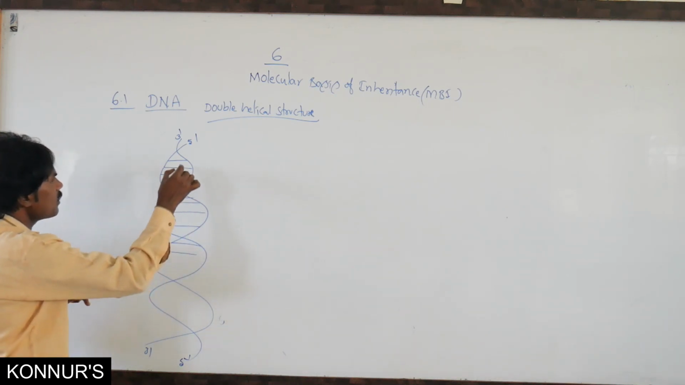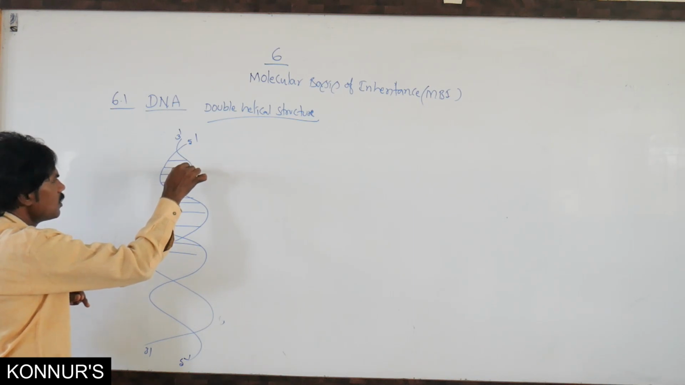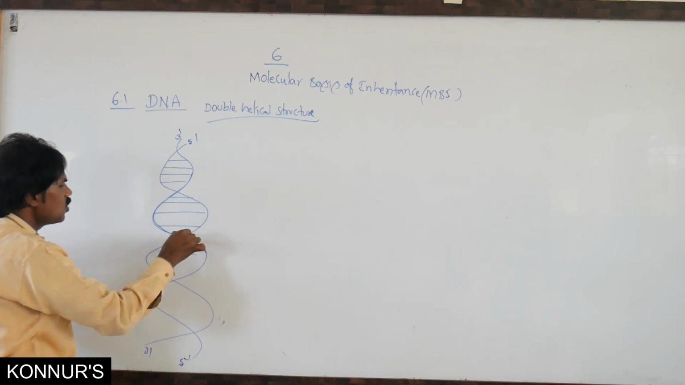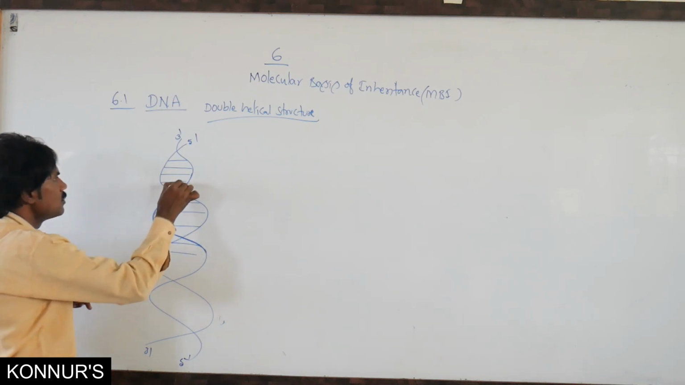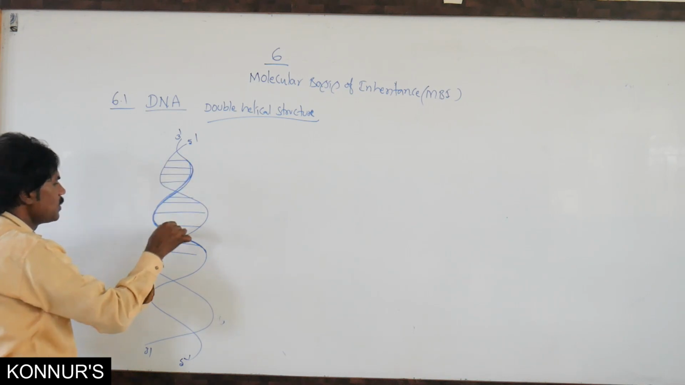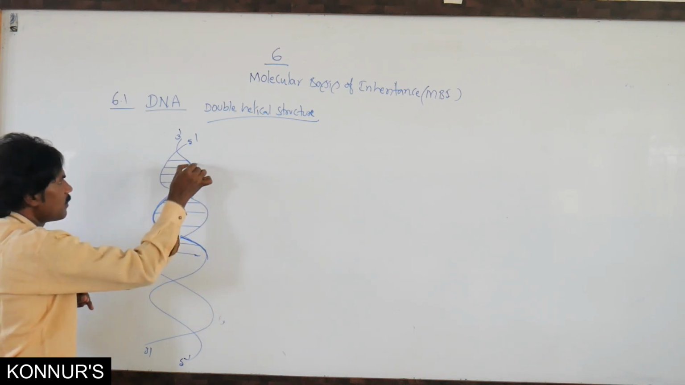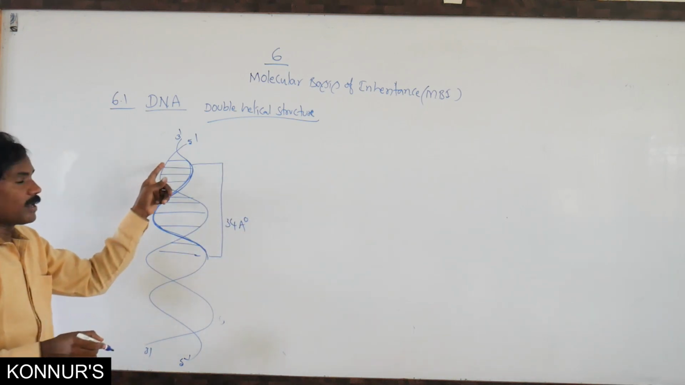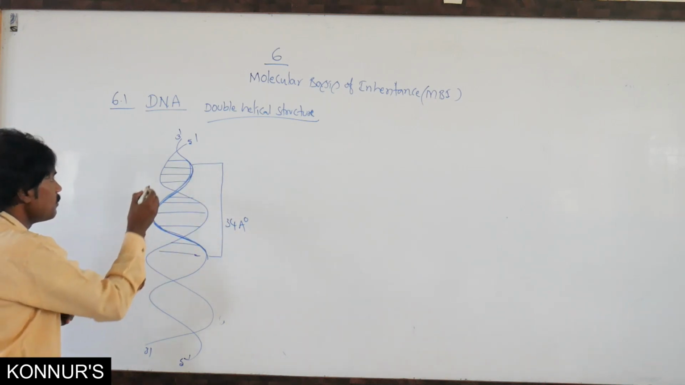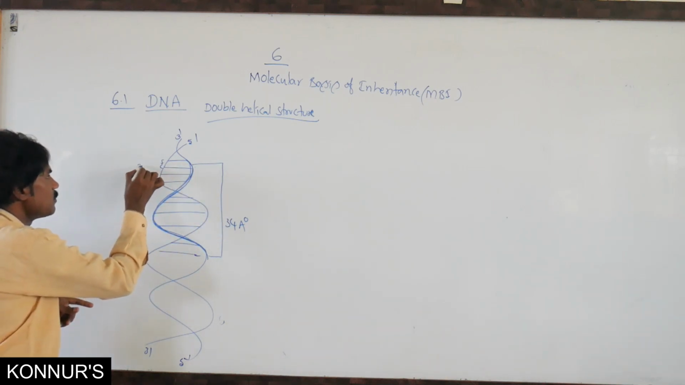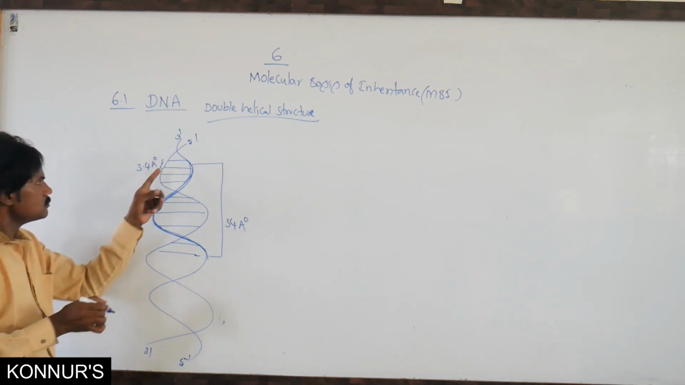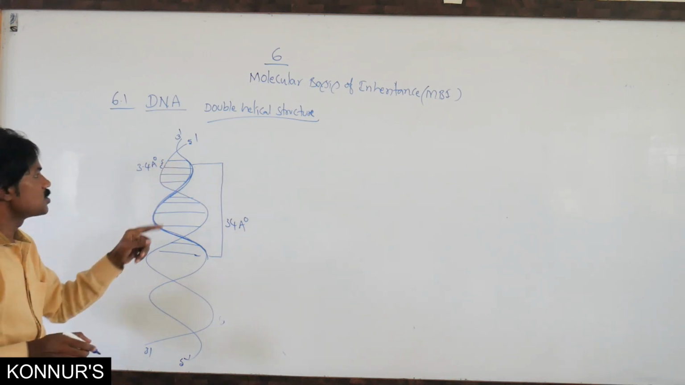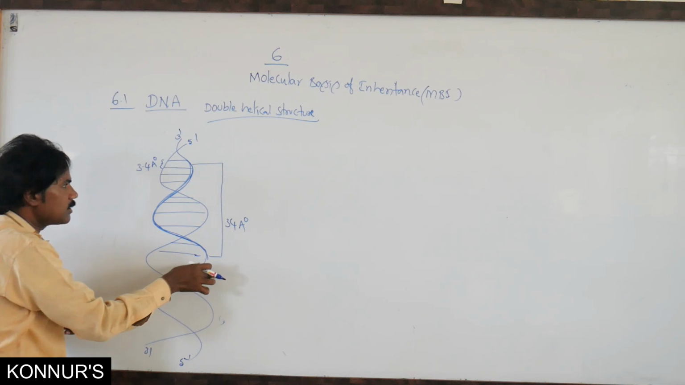To complete from here to here, this is one complete curve, and that is 34 angstroms. Between one nitrogen base and another nitrogen base, it is 3.4 angstrom. Between two nitrogen bases, 3.4 angstrom is present.